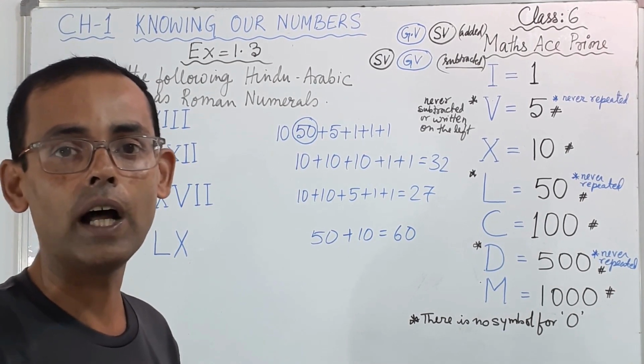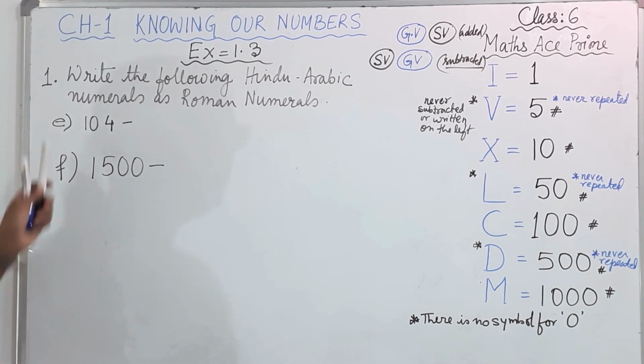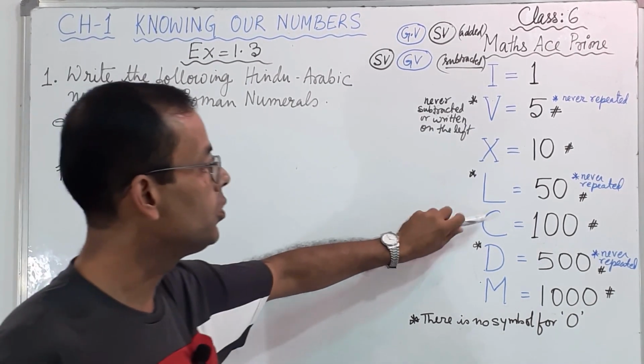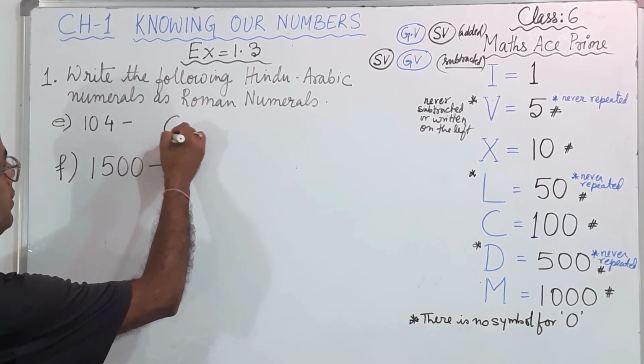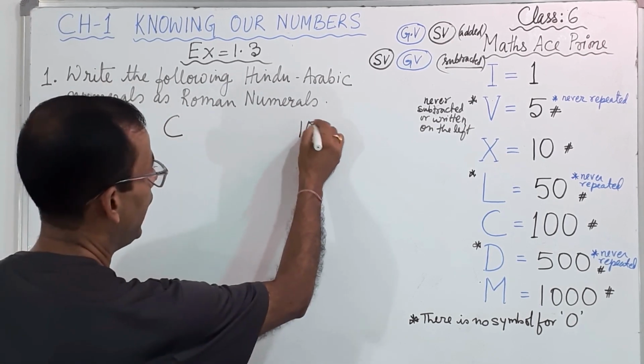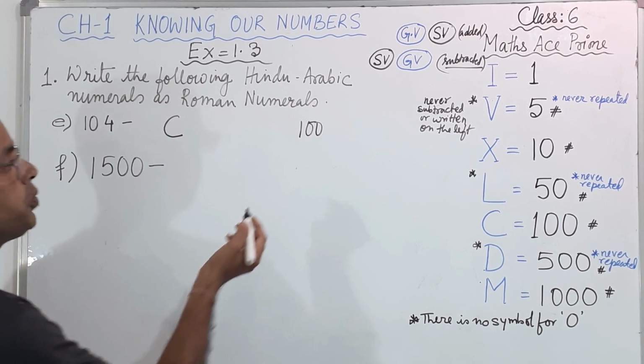Now we will move on to the next question. Now question number 1E, 104. So 104, when they are telling, we must take this one 100. Okay, so what is it? C. Clear no? C stands for 100. I have to bring 104. So how to bring 4?